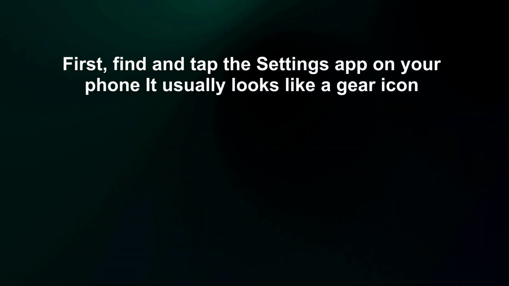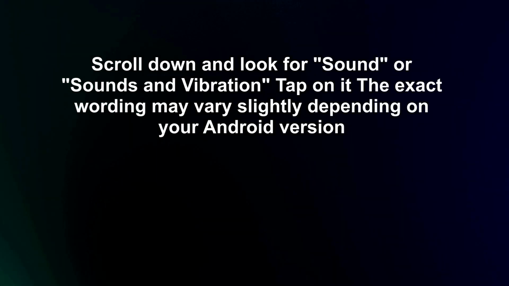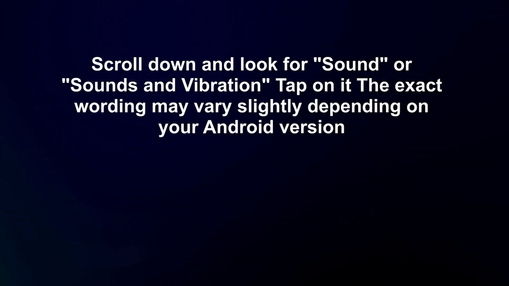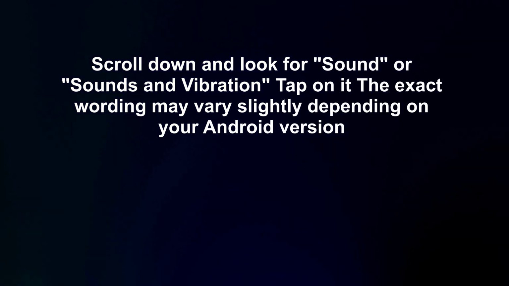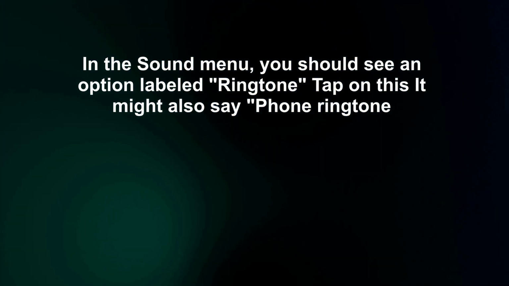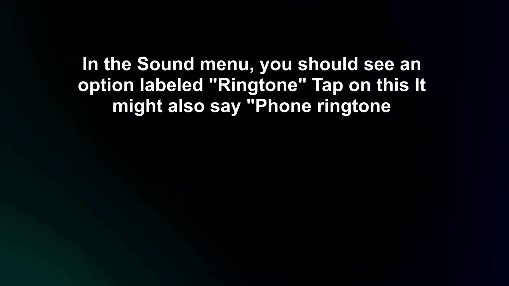It usually looks like a gear icon. Scroll down and look for Sound or Sounds and Vibration. Tap on it. The exact wording may vary slightly depending on your Android version. In the Sound menu, you should see an option labeled Ringtone. Tap on this. It might also say Phone Ringtone.